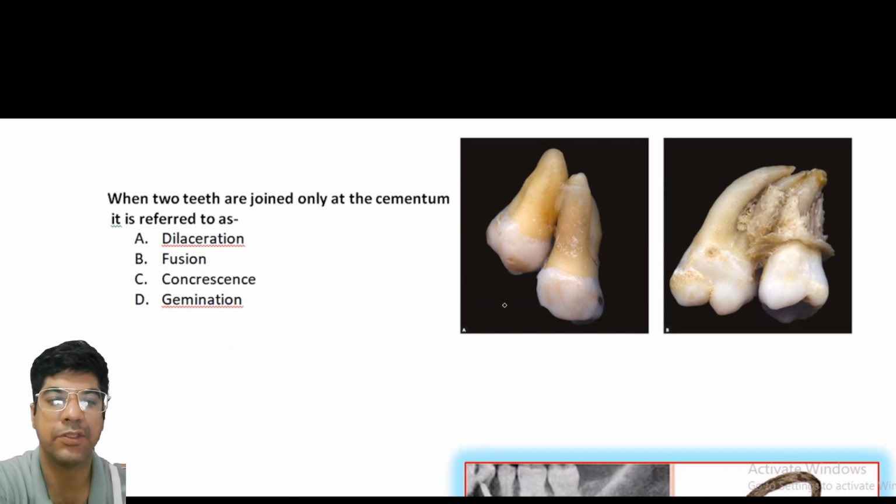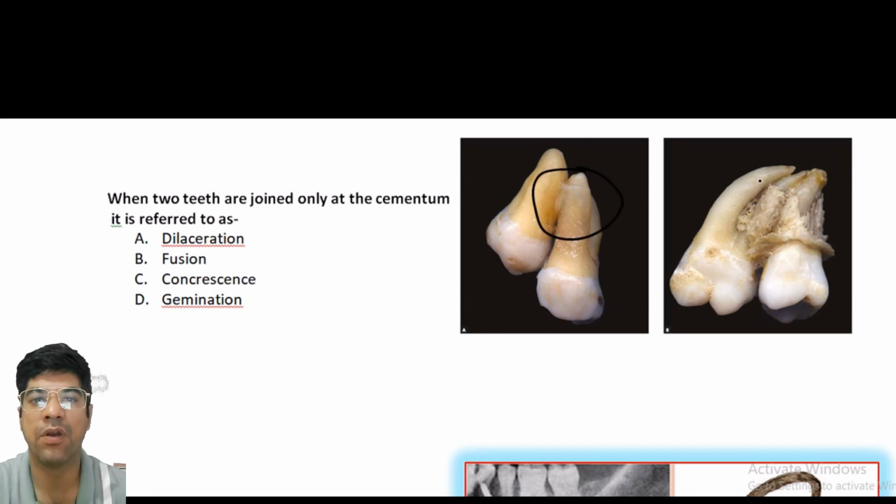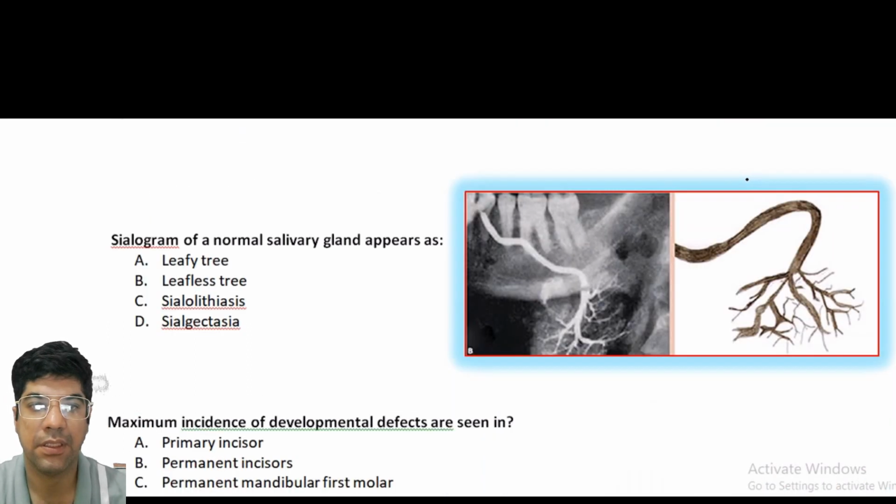When the teeth are joined at the cementum, it is concrescence. So this image represents concrescence.